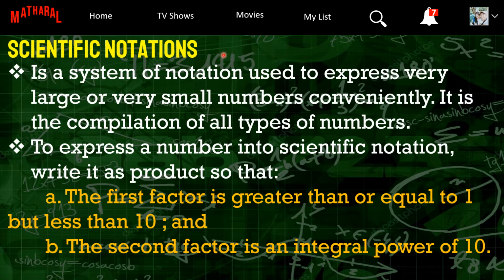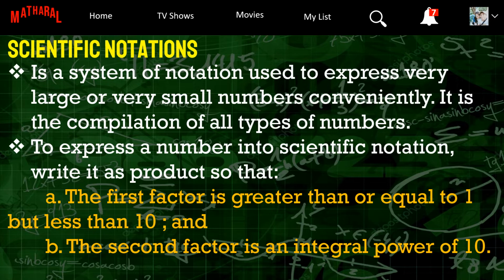In scientific notations, it says here, it is a system of notations used to express very large or very small numbers conveniently. To express a number into scientific notations, write it as a product so that, as what we had in our previous slide, the first factor is greater than or equal to 1 but less than 10, and the second factor is an integral power of 10. Ito yung exponent na nababanggit po kanina.